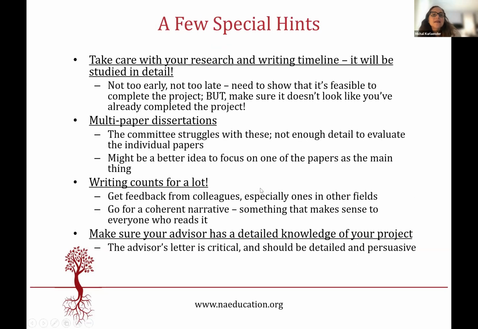Okay, we can advance. So some special hints. I think Angie already did a great job with the timeline. It really is studied in detail. We do a lot of guesswork around, we don't want to do a lot of guesswork around how close is this person to finishing. So there is a sort of sweet spot of when it's good to get this award.